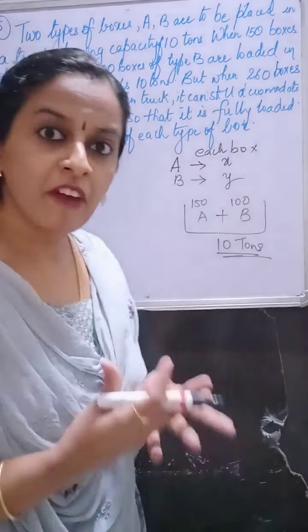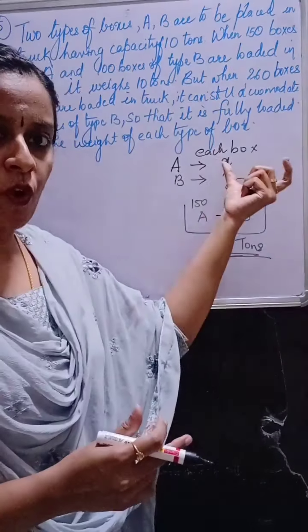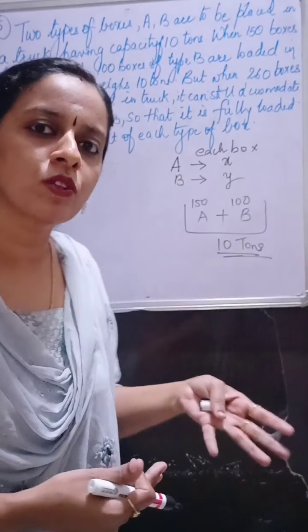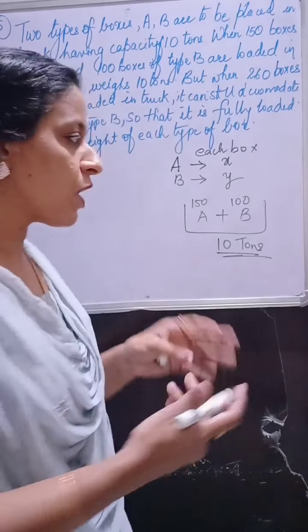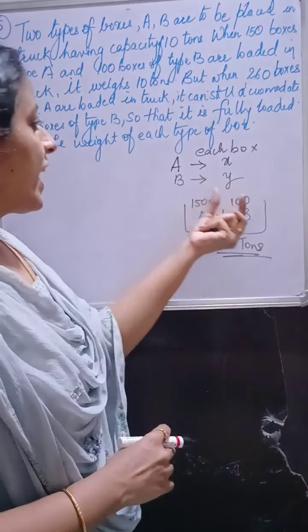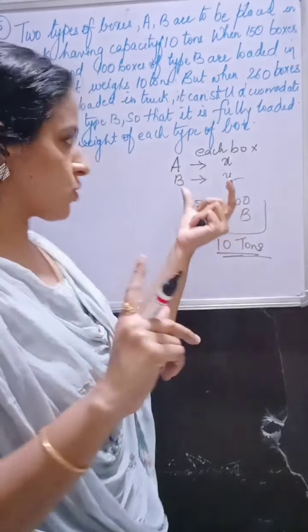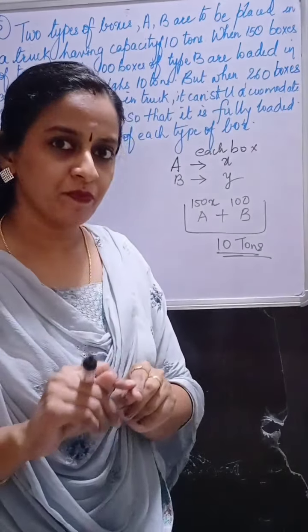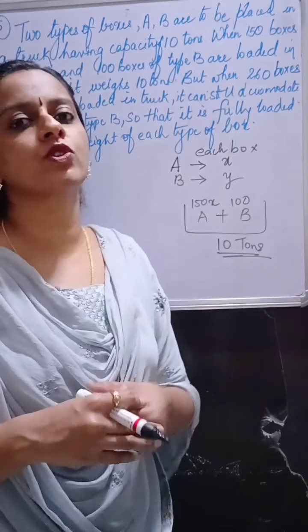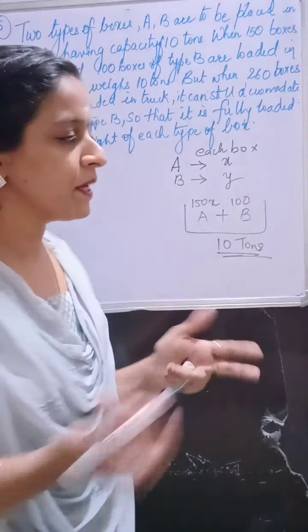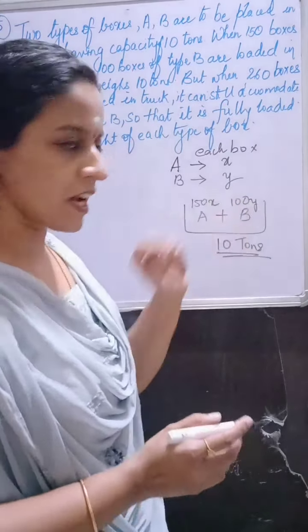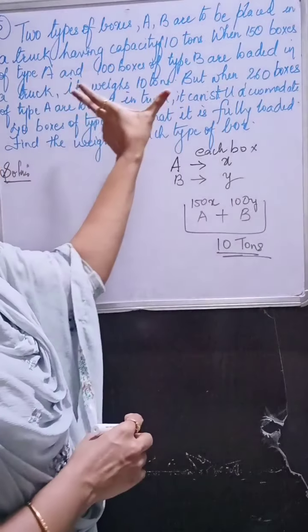What will be the weight of 150 such boxes of type A? One box is x, so what will 150 boxes be? It will be 150x. Same way, if the weight of one box of type B is y kilogram, then what will be the weight of 100 such boxes of type B? It will be 100y. So when you add 150x plus 100y, you are getting the total as 10 ton.